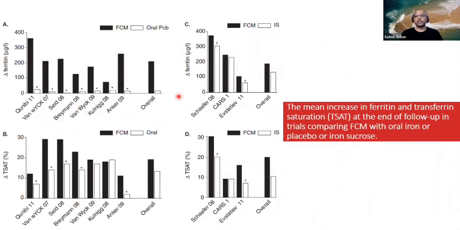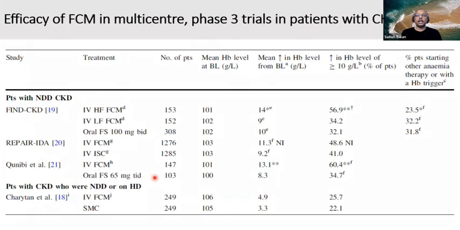So that was also much better with FCM compared with placebo, and FCM compared with iron sucrose. And you can see that this is for ferritin and this is TSAT. And again, the same values are shown in both of these. So you can see that it's much better. So FCM is not only superior to placebo, but it's also superior to iron sucrose when you are giving it to non-dialysis CKD patients.